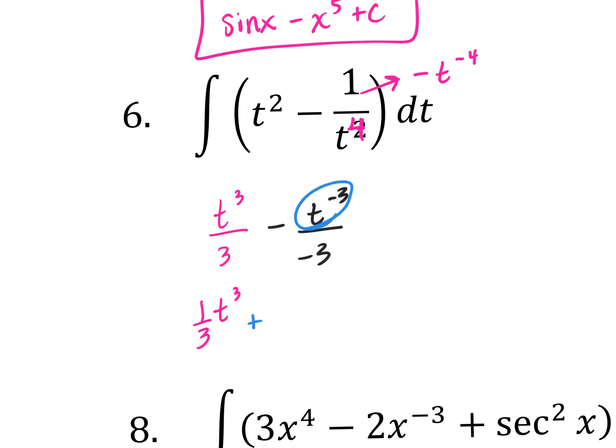Where am I going to put this guy? On the bottom. So it would be a 3 on the bottom, a t to what power on the bottom? And then my minus the negative is gone. What am I going to put on top? 1.